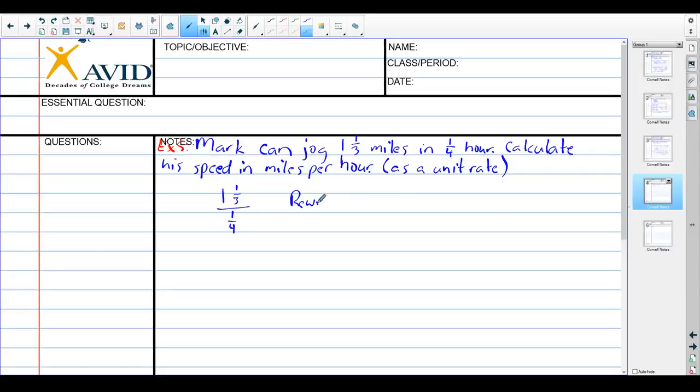So rewrite... seems a lot thinner than it was a second ago. Oh, there it is.